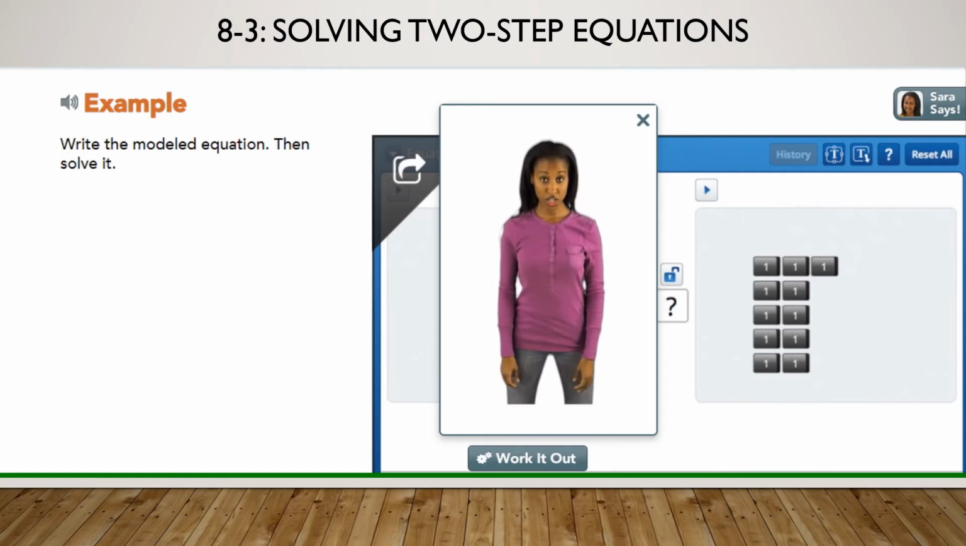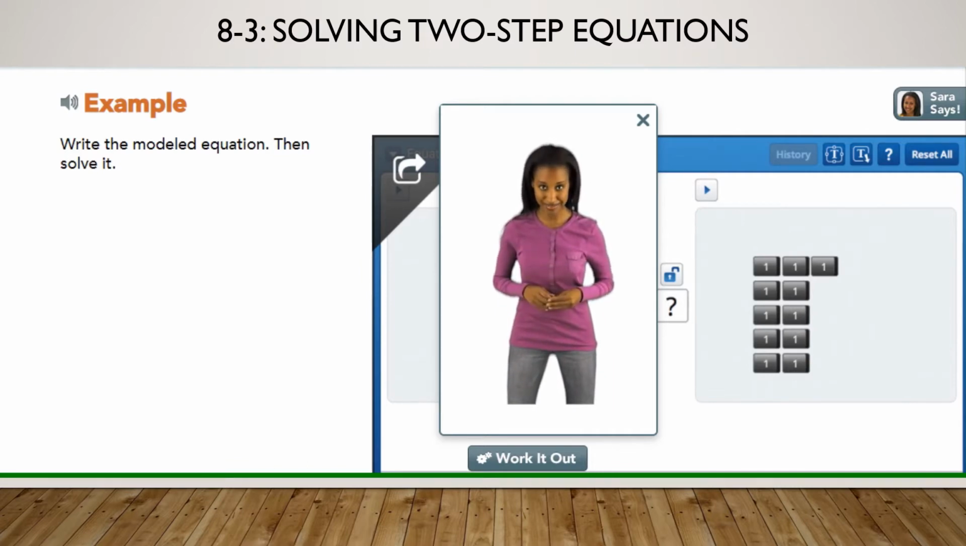One way to solve an equation is to use algebra tiles. Algebra tiles help you to see the importance of using the properties of equality. You can add, subtract, multiply, or divide each side of an equation by the same number and the equation is still true.